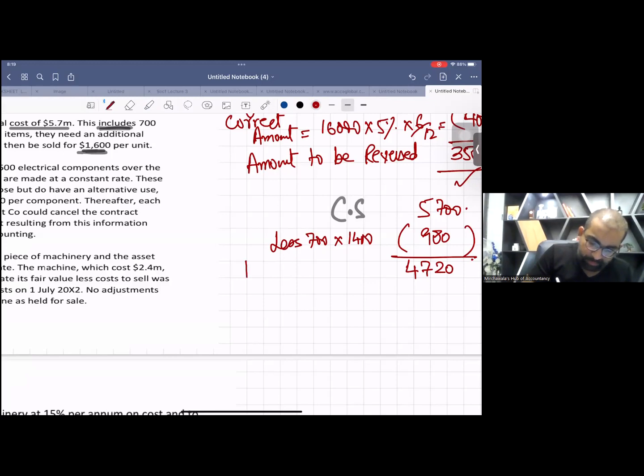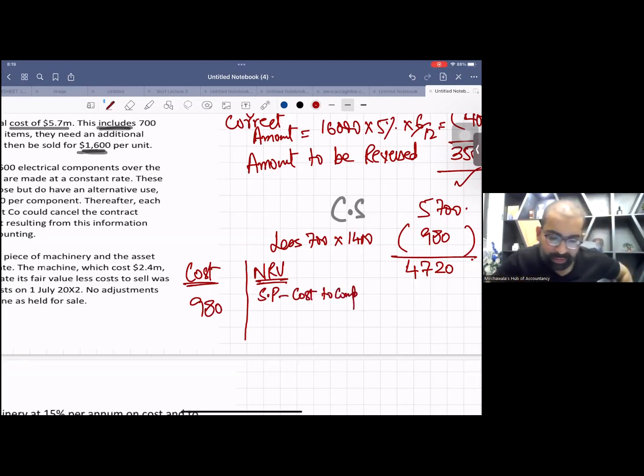This is our lab. See, in the lab, we'll apply IS2. This is cost. This is NRV. Wait, how much is the cost? Cost is 980. NRV is selling price less cost to sell or cost to complete.